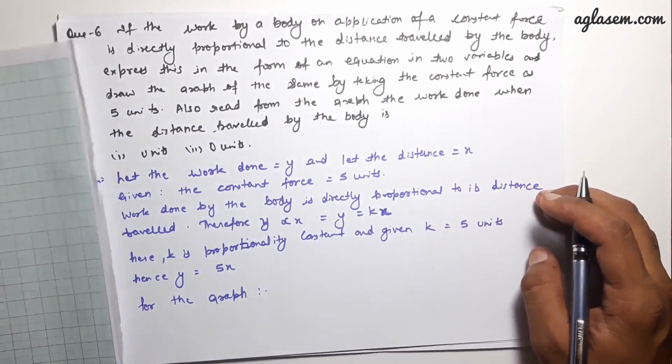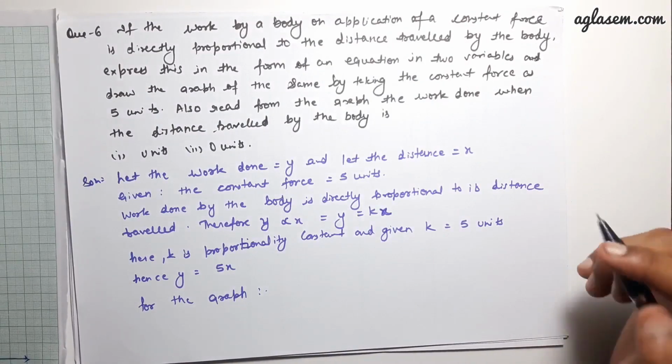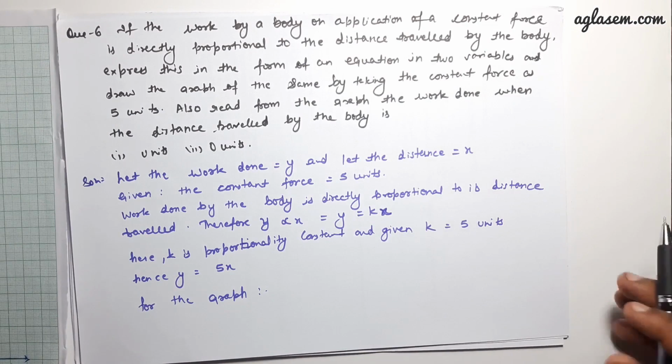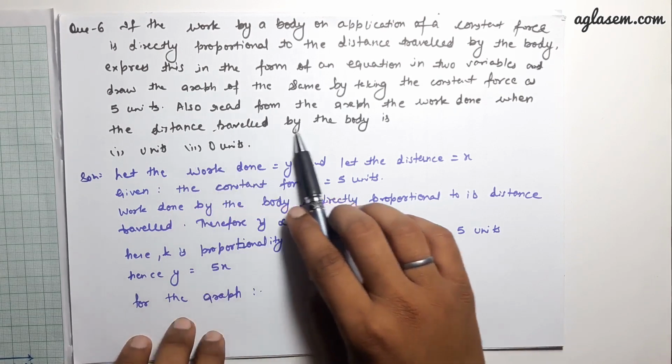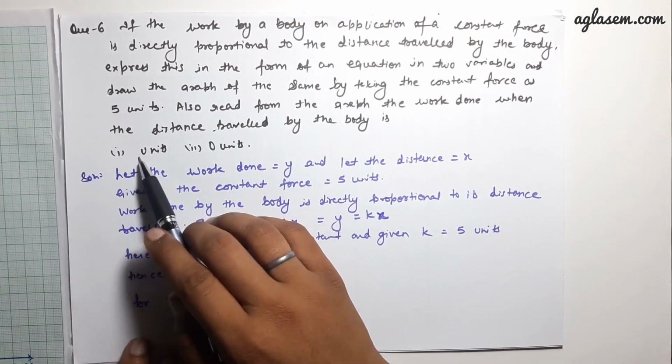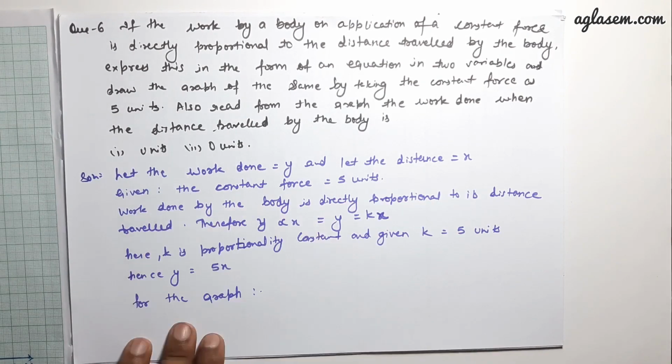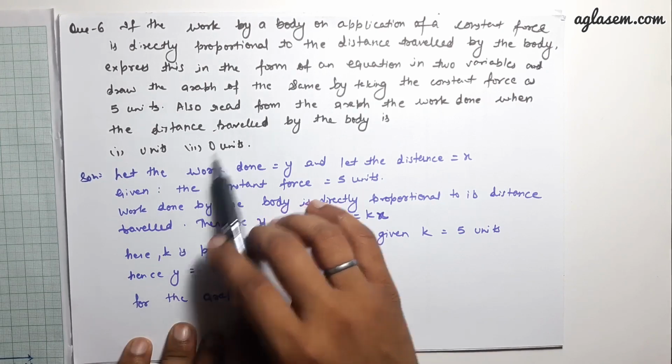Question number 6 is, if the work done by a body on application of a constant force is directly proportional to the distance traveled by the body, express this in the form of an equation in two variables and draw the graph of the same by taking the constant force as 5 units. Also read from the graph the work done when the distance traveled by the body is, first, 2 units and second, 0 units.